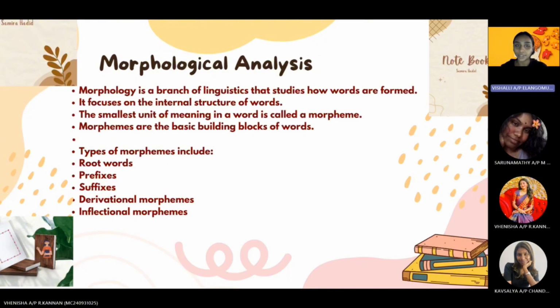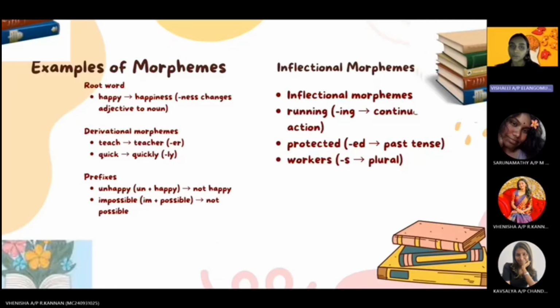So good day, everyone. Now I will explain about the morphological analysis. Morphology is a part of linguistics that studies how words are formed. It helps us understand how words are built and how they carry meanings. It focuses on the internal structures of words. This means we look inside a word to see its smaller parts. The smallest units of meaning in a word are called morphemes. Let me explain some examples of morphemes.